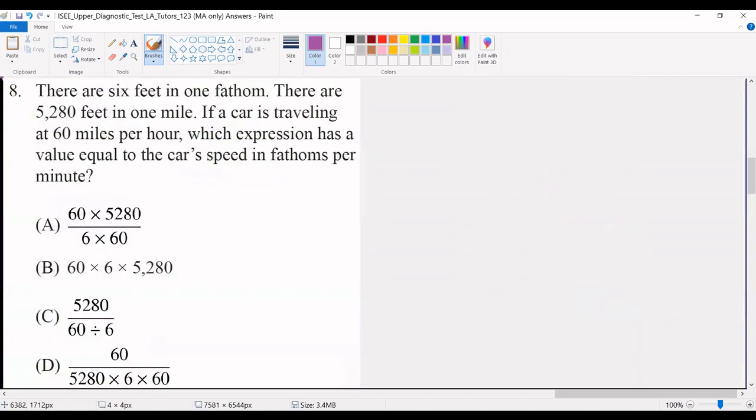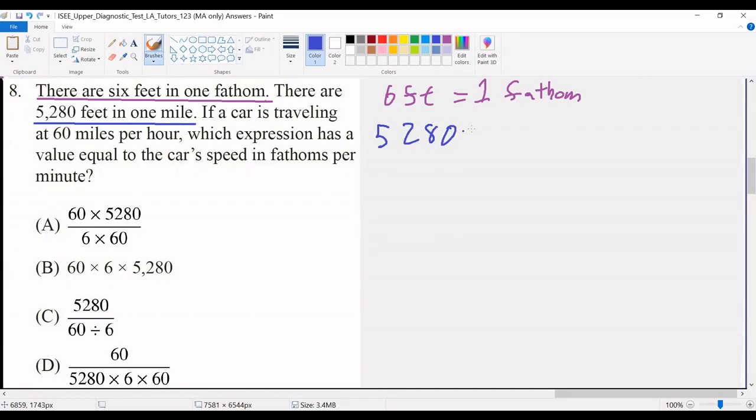Now continuing. Number 8. There are 6 feet in 1 fathom. Okay, so that's information we should keep track of. So I'm going to write 6 feet equals 1 fathom. Then we keep on going. There are 5,280 feet in 1 mile. Great. I'm going to continue writing this information down. 5,280 feet is equal to 1 mile. Then we keep on going here.